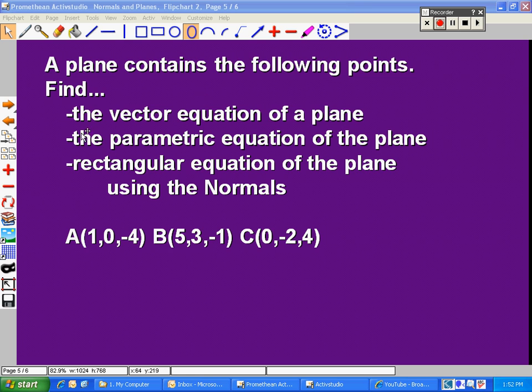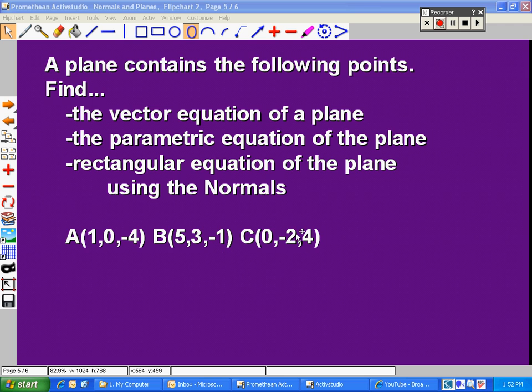They also might ask you to write the parametric equation of the same plane. That's where you take the vector equation of the plane and break it down into the parametric equations x equals, y equals, and z equals. The third possible question is they might ask you to find the rectangular equation of the plane using the normal vectors. Well, we have to think back on normal vectors.